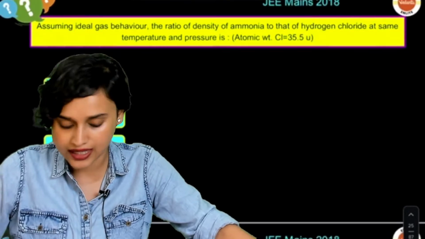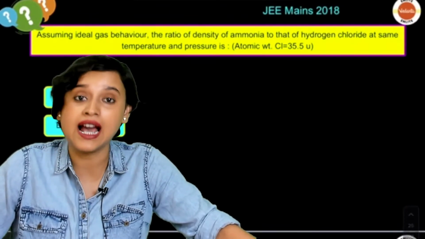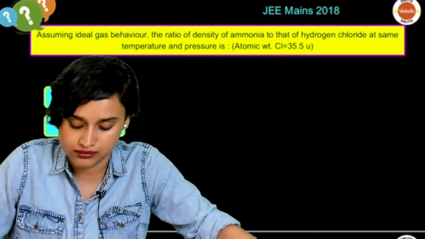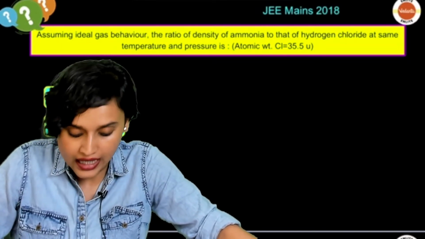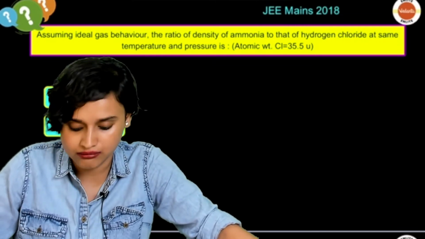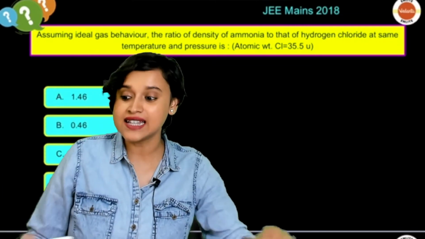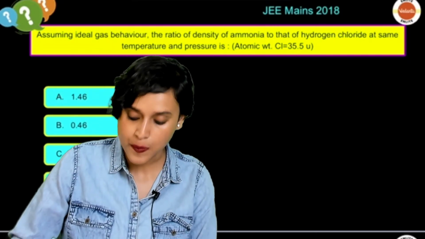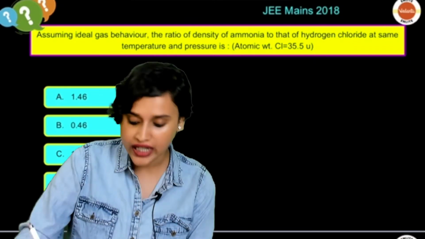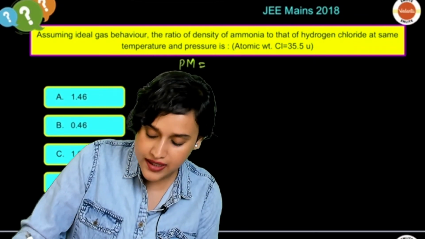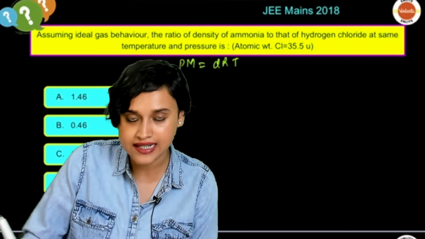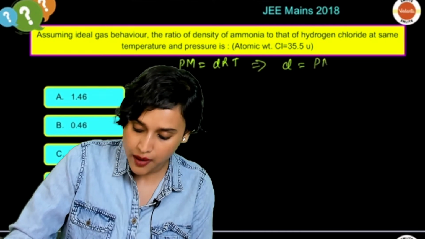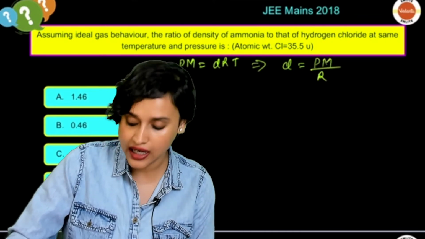The next question is, assuming ideal gas behavior, the ratio of density of ammonia to that of hydrogen chloride at the same temperature and pressure. Okay, same temperature and pressure, guys. So what do we know? We know that PM is equal to DRT, right? That means I can also write it as D is equal to PM divided by RT.